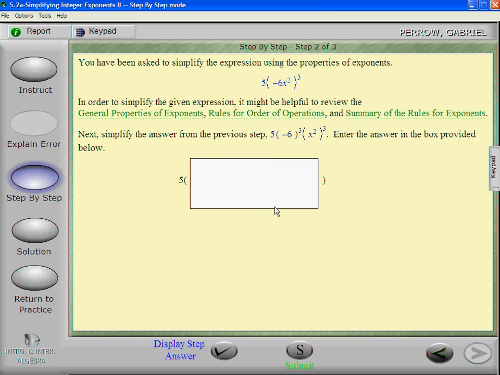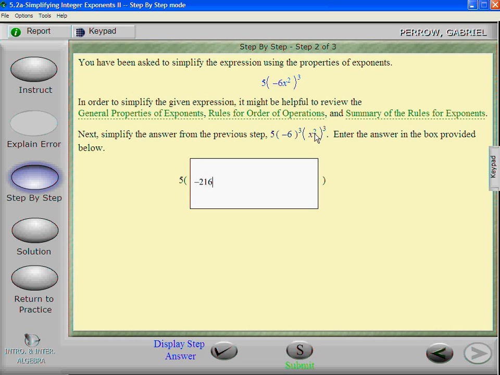And then they're kind of like, well, what do you have on the inside now? Well, up here, if I raise negative 6 to the third power, parentheses capturing this, 3 is an odd power. I've got a negative base, so I'm expecting a negative. And then what is 6 times 6 times 6? Well, that's going to be 216. I did that in my head, but you could use a calculator, whatever.